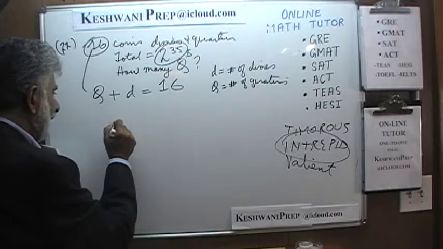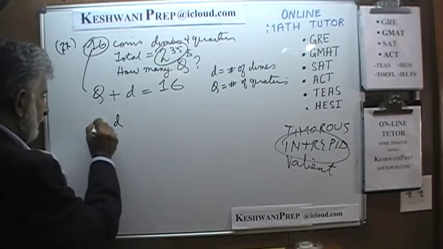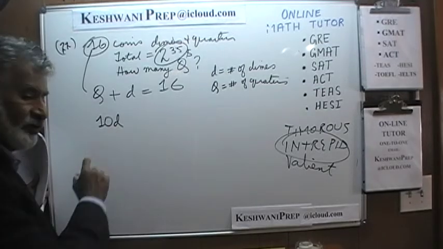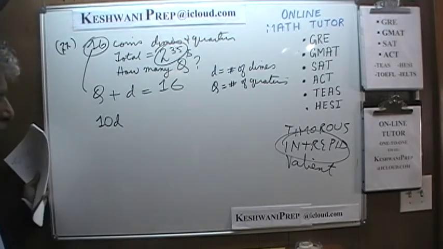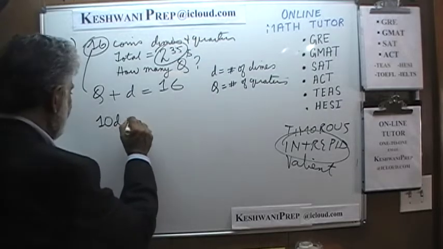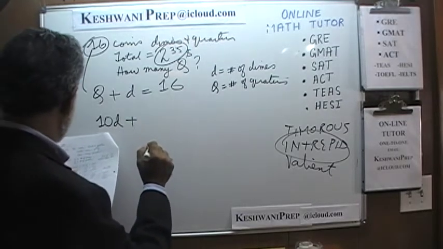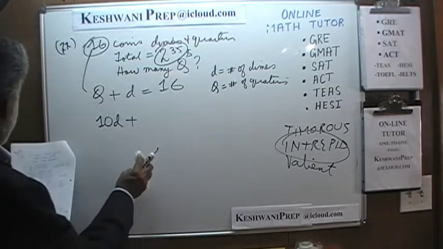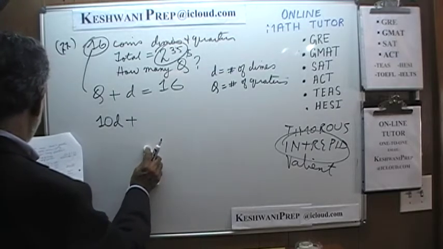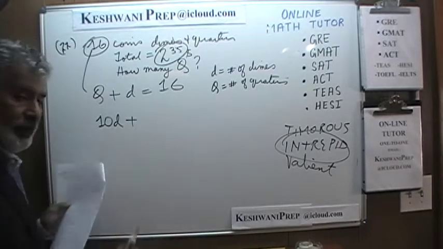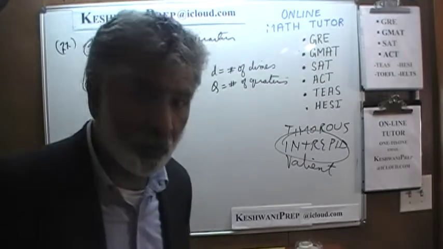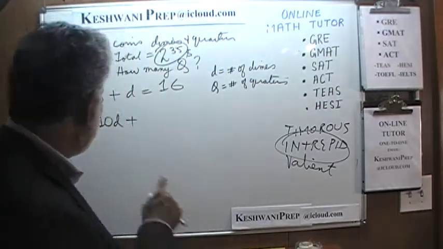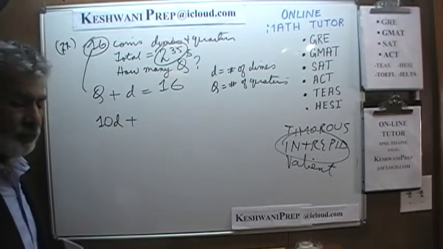Well, if we have D number of dimes, then D number of dimes have a value of 10 times D. If we have 3 dimes, 10 times 3 is 30 cents. This is expressed in cents. This is 30 cents. Similarly, 10 is the value of the coin, 10 cents. So if you have D number of dimes, 10 times D represents the amount of value.